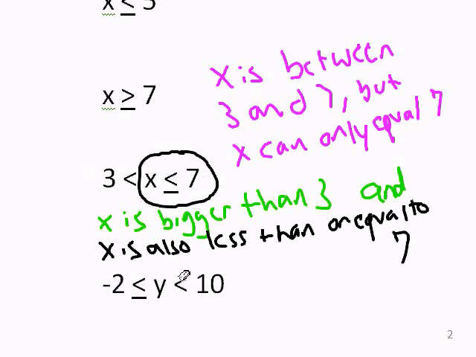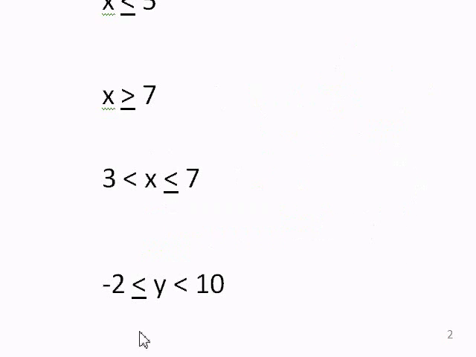Go ahead and try to write that last one in your head or on paper in two different ways. Pressing pause, you can press play when you're ready to see the answer. I'm just going to say this one out loud. Y is bigger than or equal to -2, and y is less than 10. Basically, this means that y is between -2 and 10, but y can only be equal to -2. It can't be equal to 10.